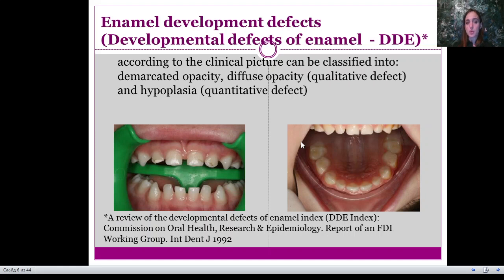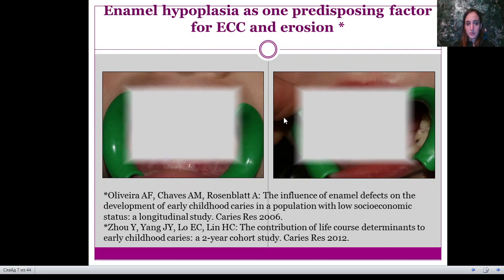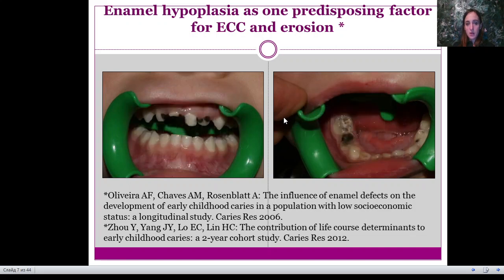So, what do we need to do to know about enamel development defects? Yes, and when we have such a picture and we can see such clinical cases, according to the clinical picture, they can be classified. You can see our picture and enamel hypoplasia.